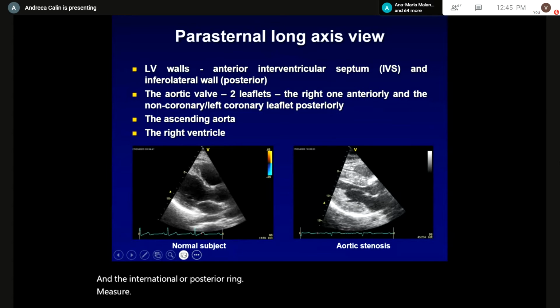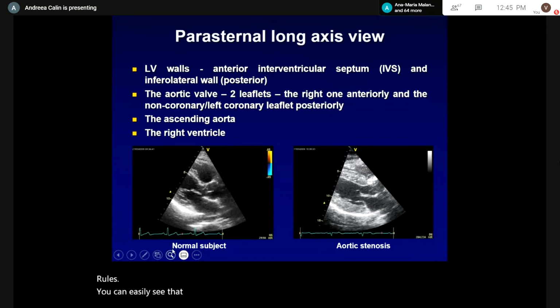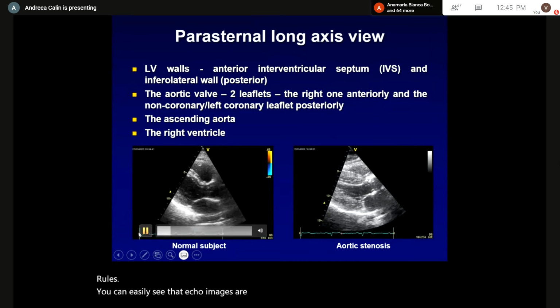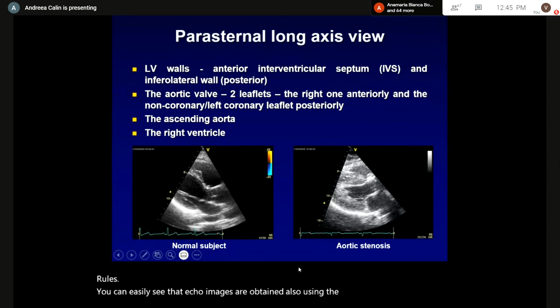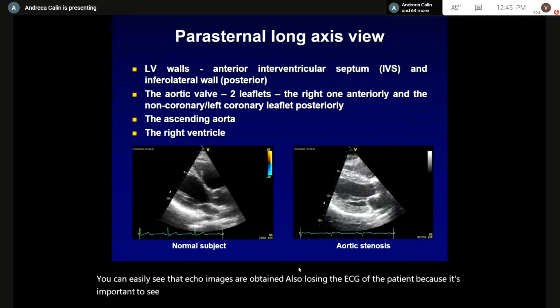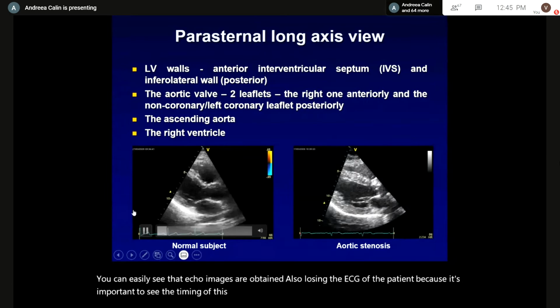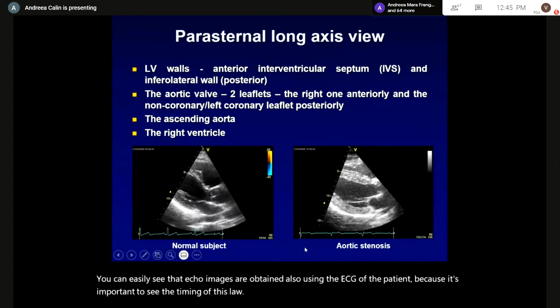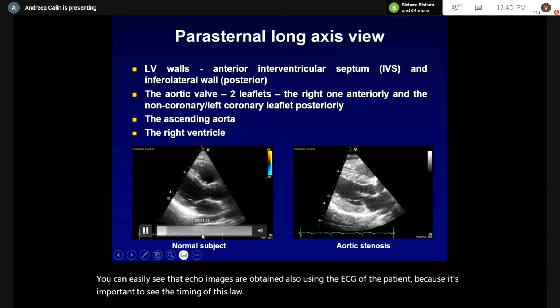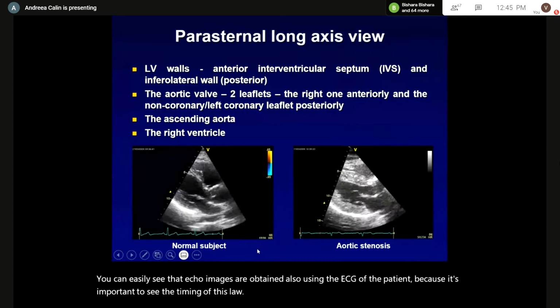You can easily see that echo images are also obtained using the ECG of the patient, because it's important to see the timing of these measurements. And as I said earlier, the left ventricular walls are measured in diastole on the R wave.